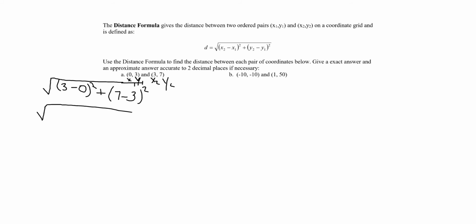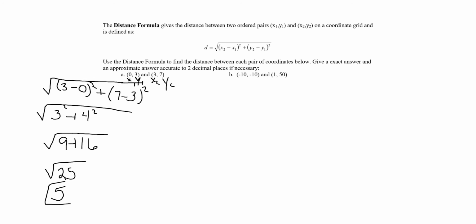3 minus 0 is 3, so we have 3 squared plus 7 minus 3 is 4, we have 4 squared. If we square them, we get 9 plus 16, which you add, you get 25, and the square root of 25 is 5. Now our directions say to give the exact and an approximate answer to 2 decimal places if necessary, but we have a perfect square, so our answer is 5.